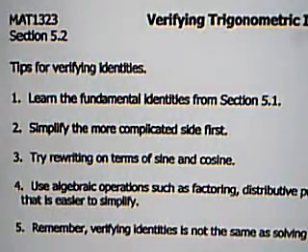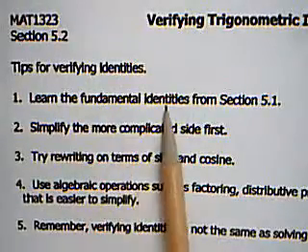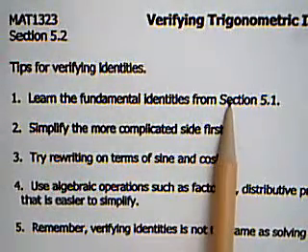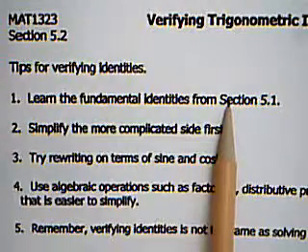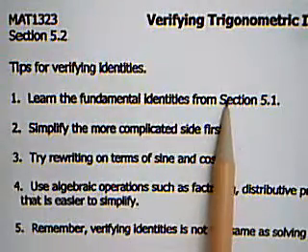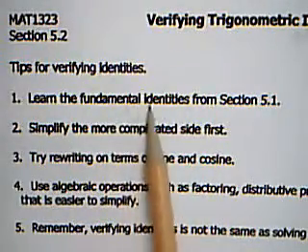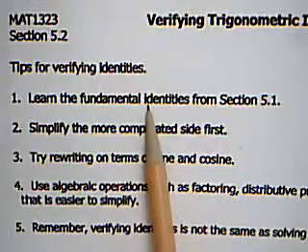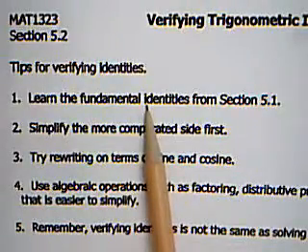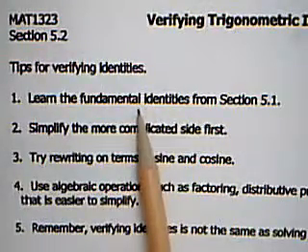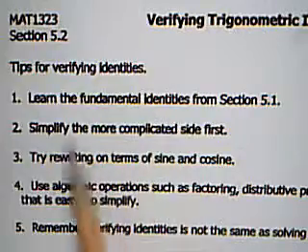Okay, so my list of suggestions for you. The first one is to learn your fundamental identities from section 5.1. That's going to be your Pythagorean identities, your quotient identities, and your reciprocal identities. And then also, in addition to that, your even and odd identities. That's on a handout that I have prepared for you, a summary sheet that I'm going to show you a little bit later. So learn your fundamental identities.